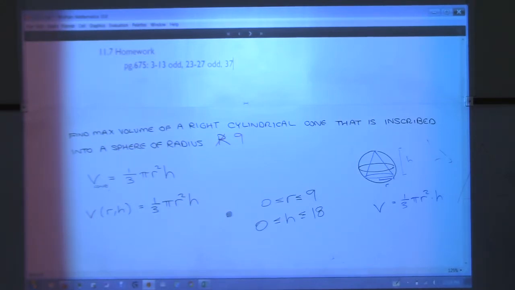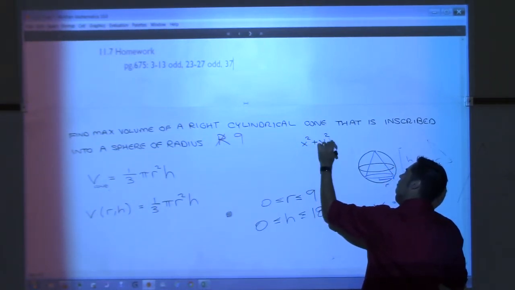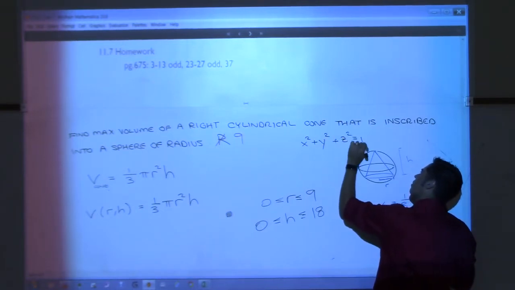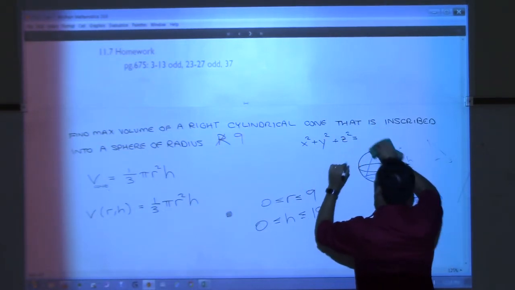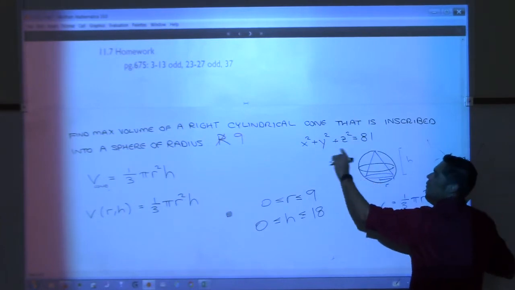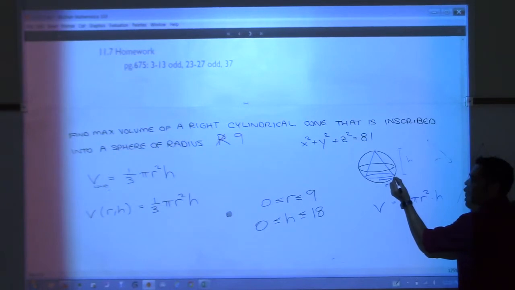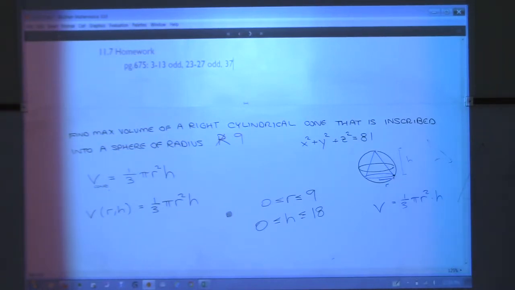What have we not used at all so far in this? The equation of the sphere. Can we jot that down real quick? What's the equation of this sphere? X squared plus y squared plus z squared equals r squared, which is 81, right? So we have that. So any point that lies on that sphere must satisfy this equation. So let's take some arbitrary point on this cone. What can you tell me about that?